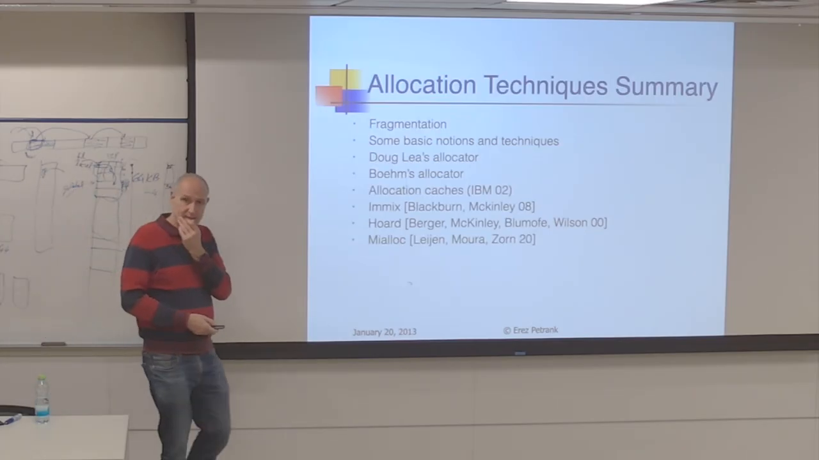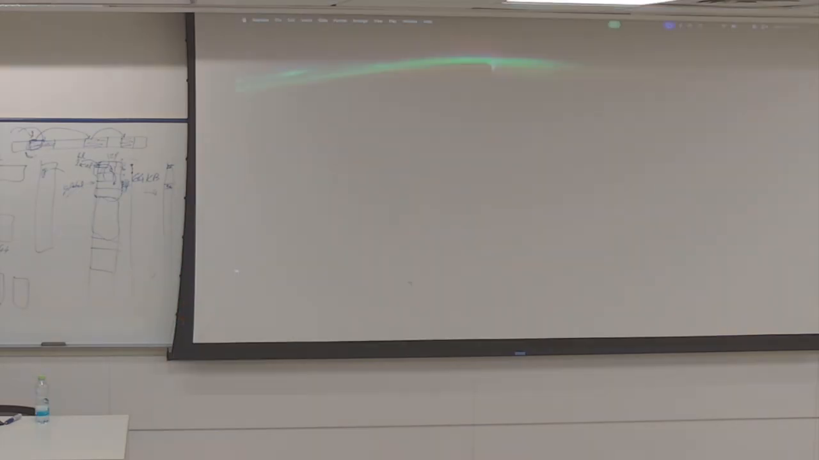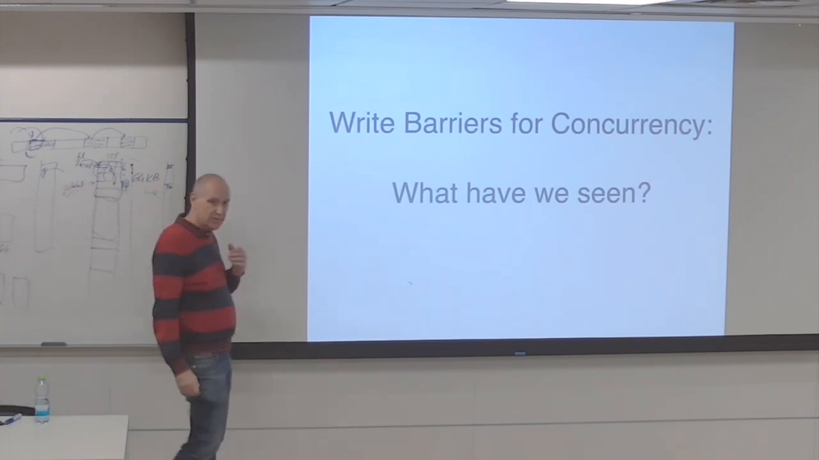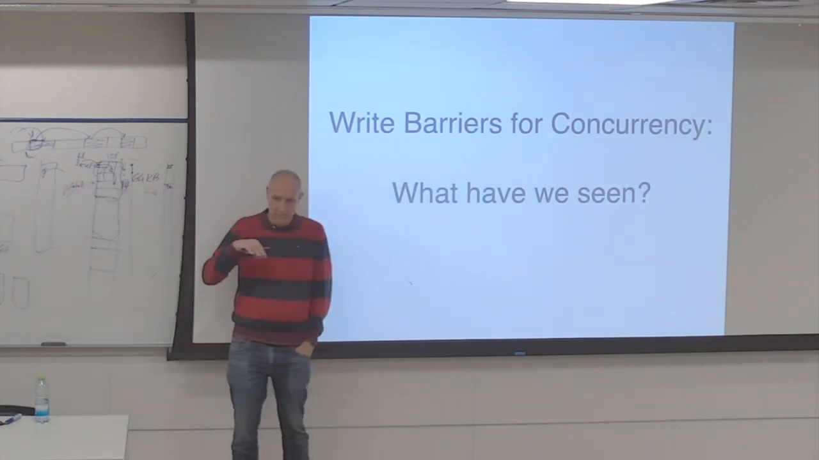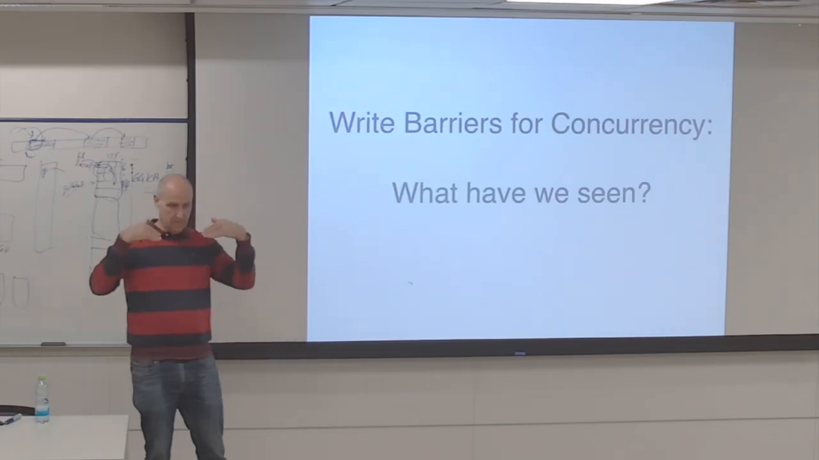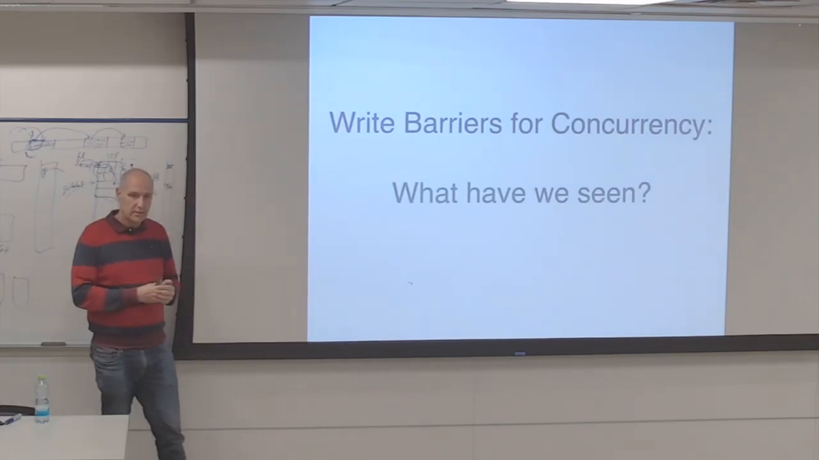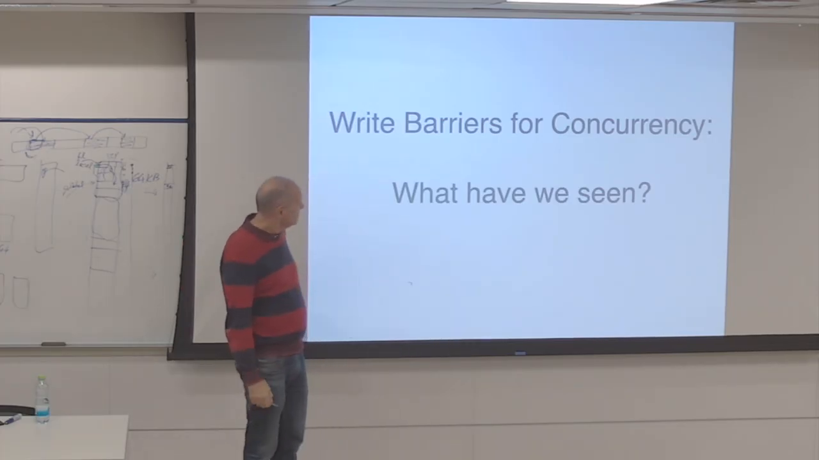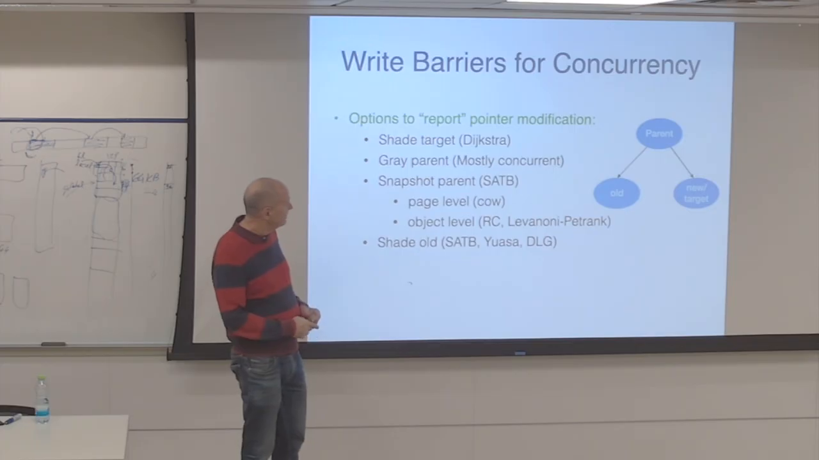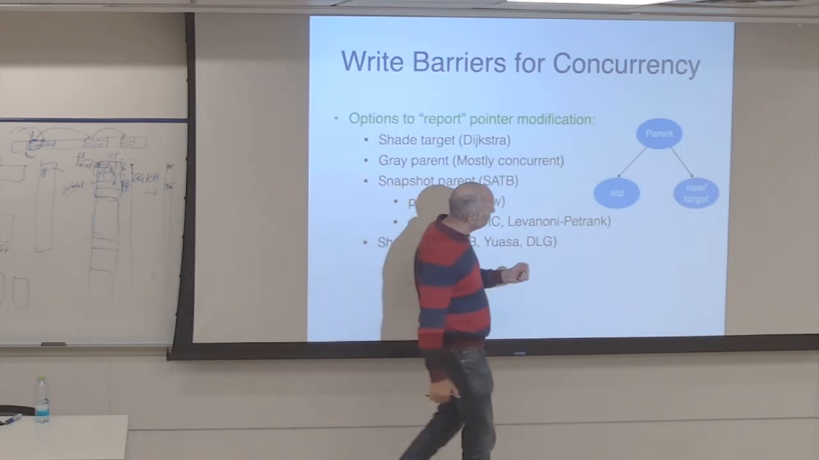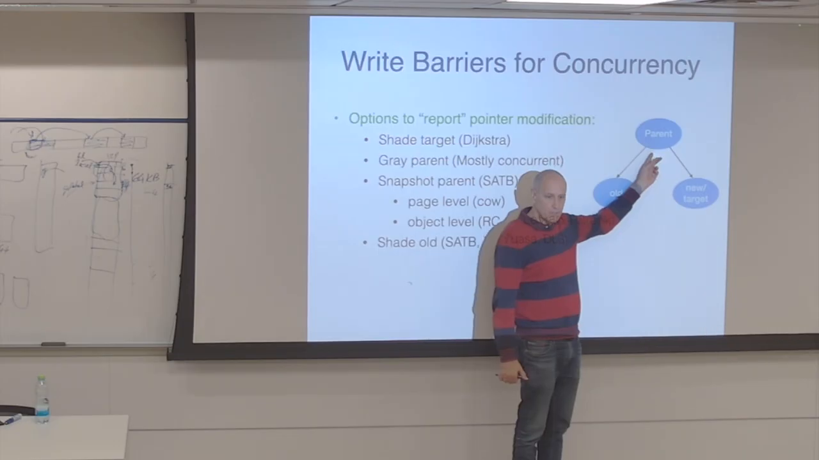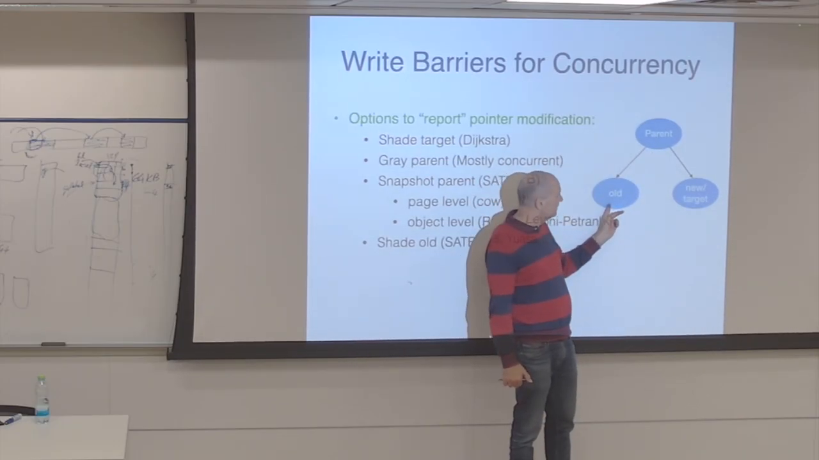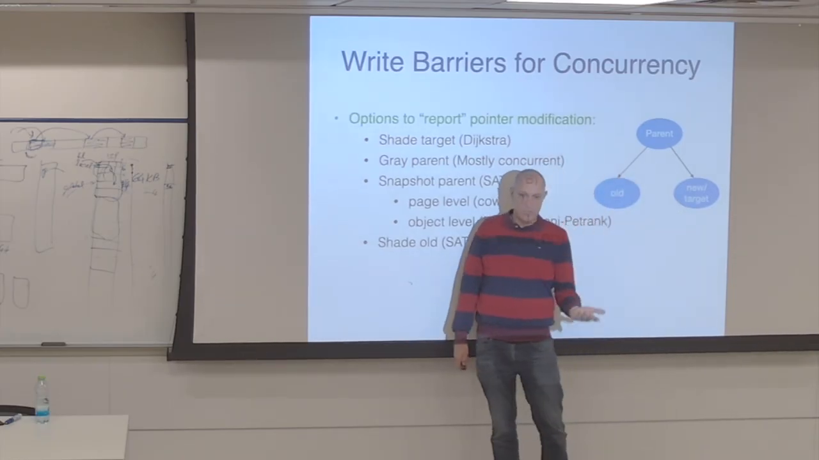Okay, so we have 10 minutes just to summarize. I want to go over the write barriers that we had, so that you'll have them organized in your head, and through them understand some of the algorithms. When we talk about the write barrier, we have some pointer that is written, and there was an old object that was pointed to by the pointer, and there is a new or target object.